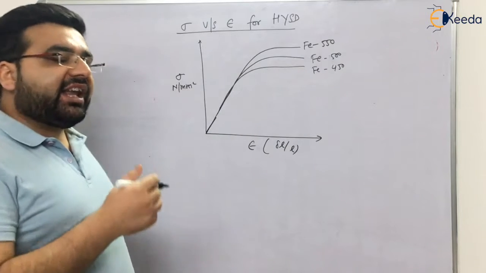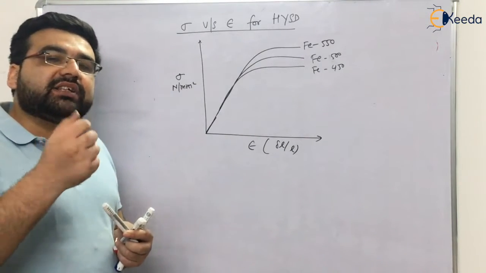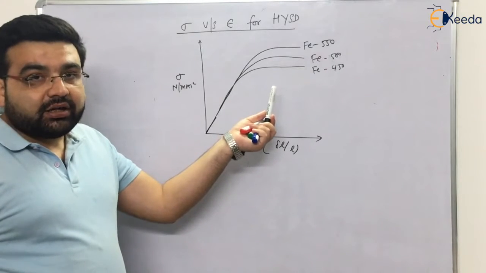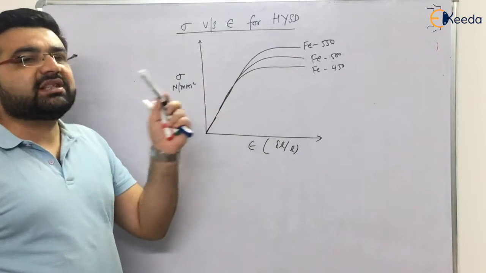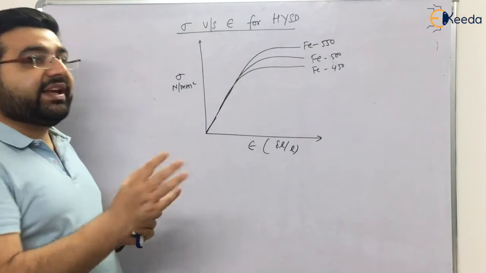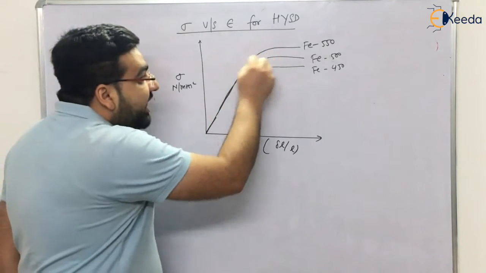If you are not getting a peak, how will you come to know what is the yield strength? So this is the question. Now here there is no peak. In case of mild steel, there was a peak. You can easily determine this is the yield point, upper yield, lower yield. It was very easy. But in case of high yield strength deformed bars, you are not getting a peak.